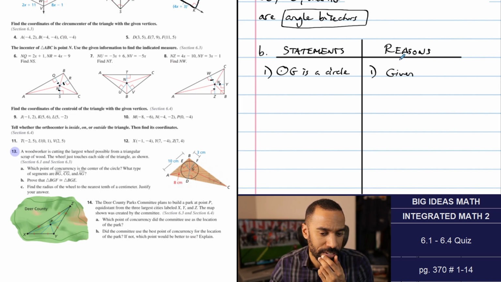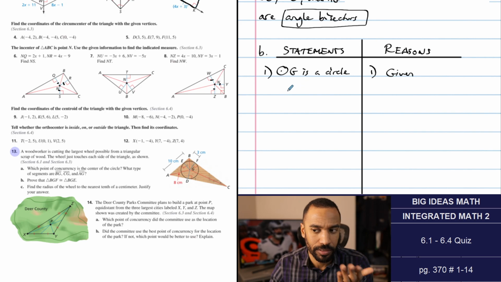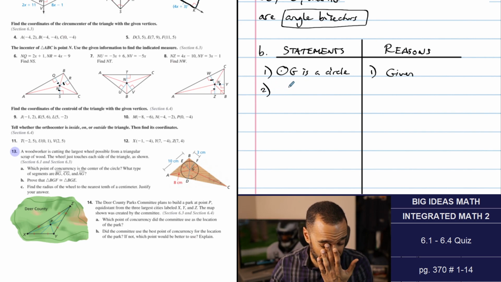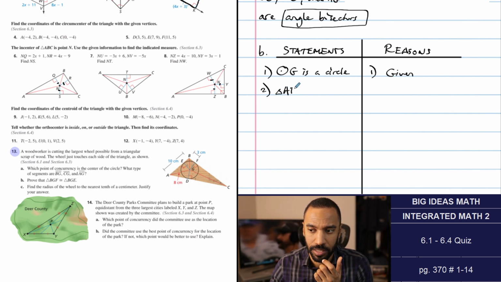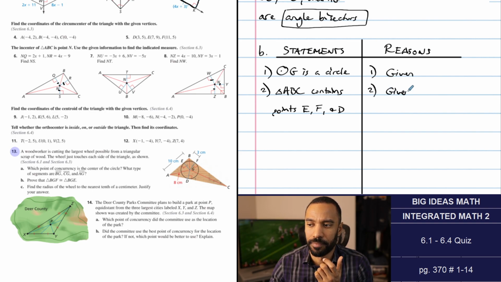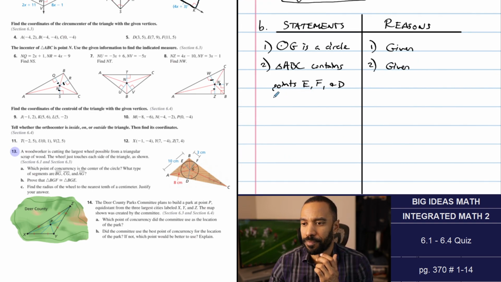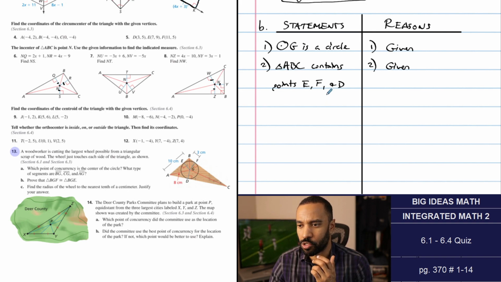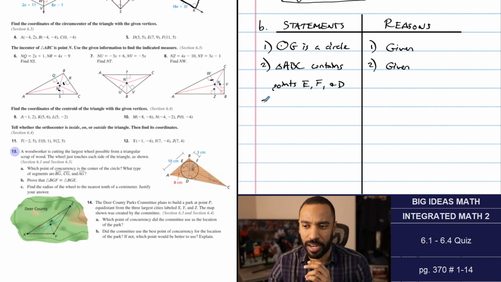Now, E, F, and D are also on the triangle. So, I don't know if I want to say that. Triangle ABC contains points E, F, and D. All right. Okay, here we go. Now, circle G also has those points on it. I don't know if we kind of have to use that, but okay.